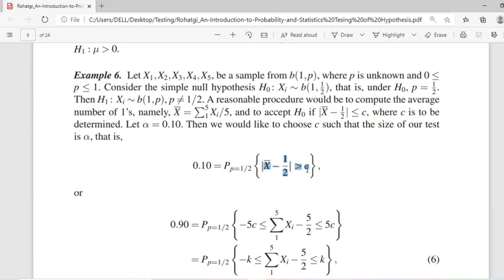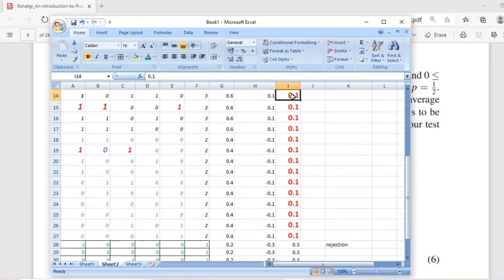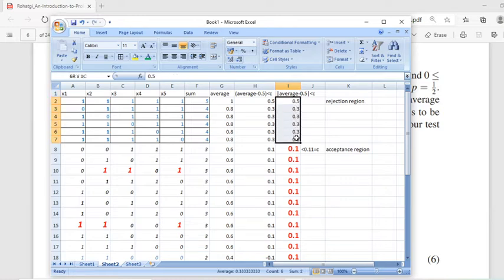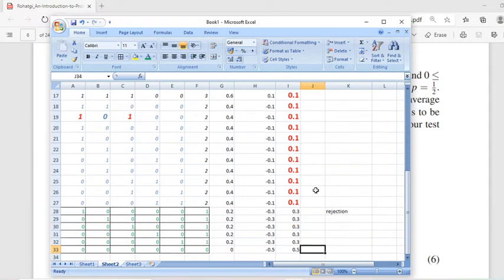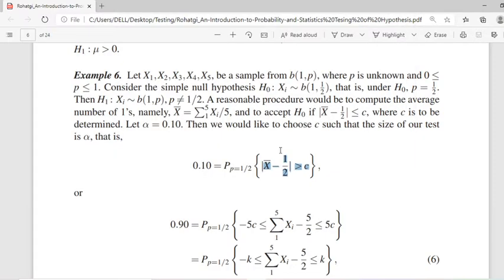This is mod of x bar minus 1 by 2 greater than c, corresponding to the values 0.3 and 0.5. So we are considering that area as the rejection region. What is this probability? Rejecting the null hypothesis when the hypothesis is true, that is type 1 error. So we are restricting the maximum value of type 1 error to 0.1. Using this we can obtain the value of c. So that is the technique.